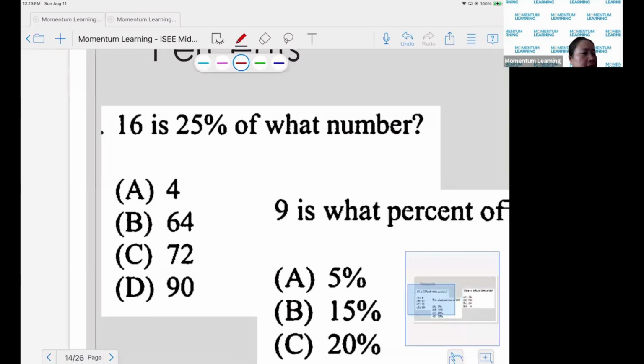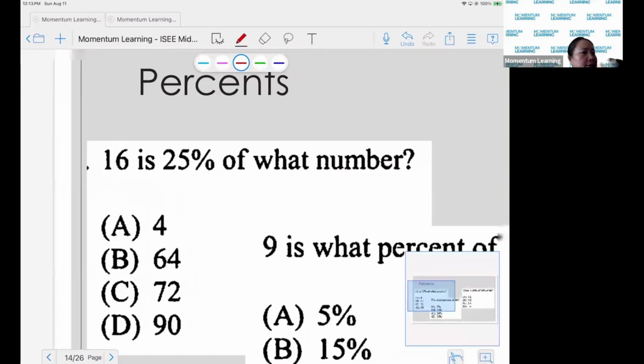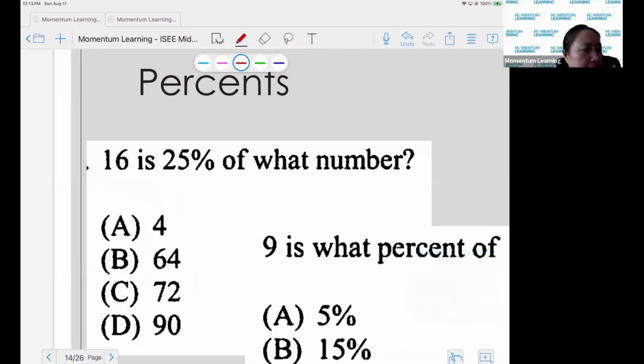Let's look at the first one. The topic covered here is percent. 16 is 25% of what number? You can type your answer in the chat. When you type your answer, use A, B, C, D. It's easier for me to check how many of you chose A, how many chose B.